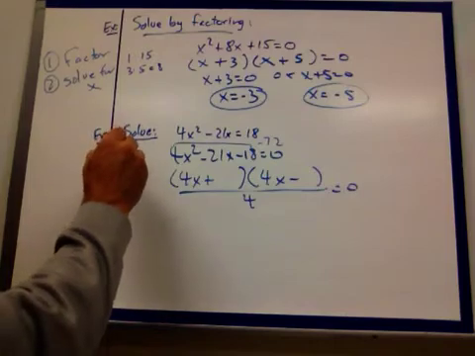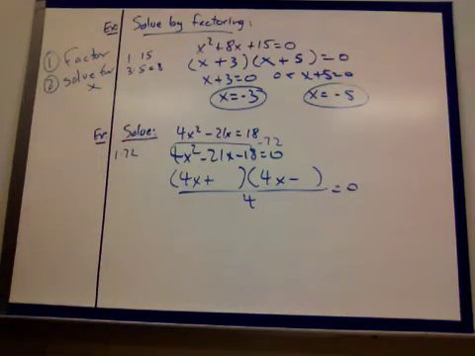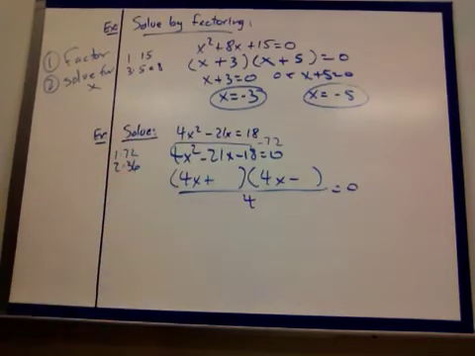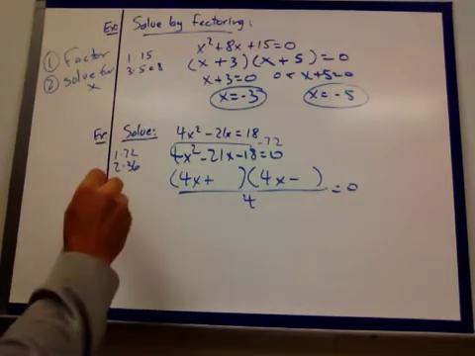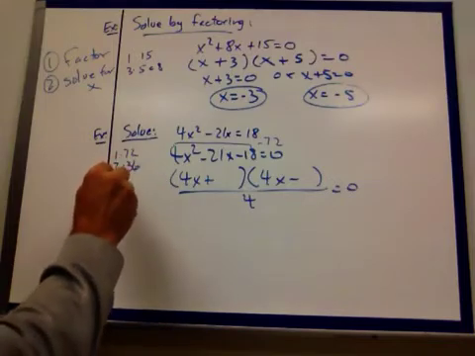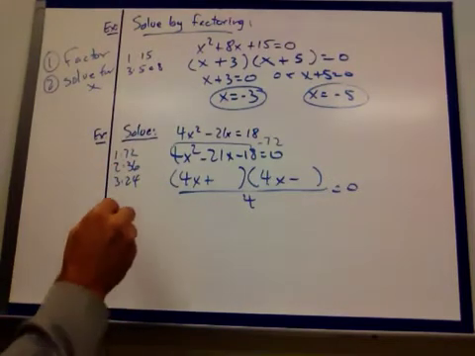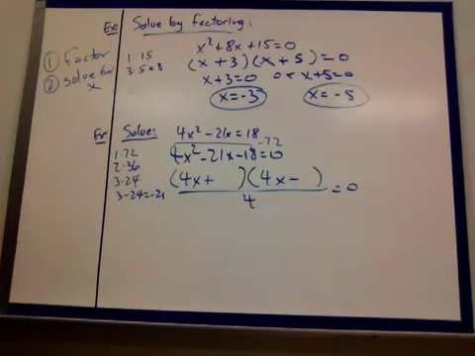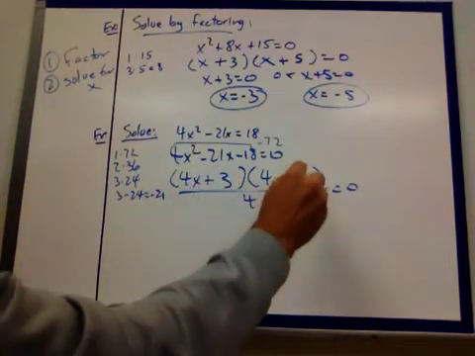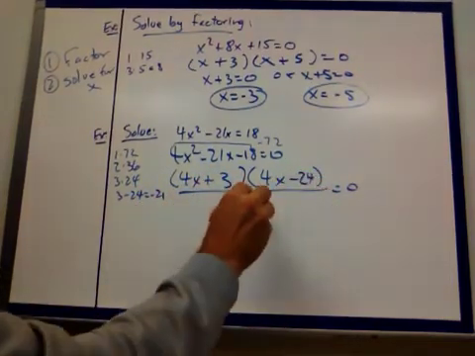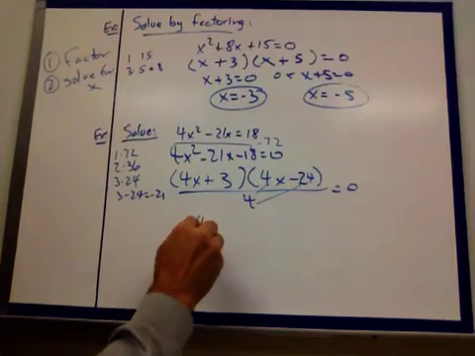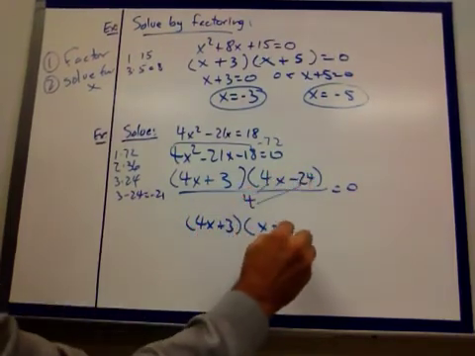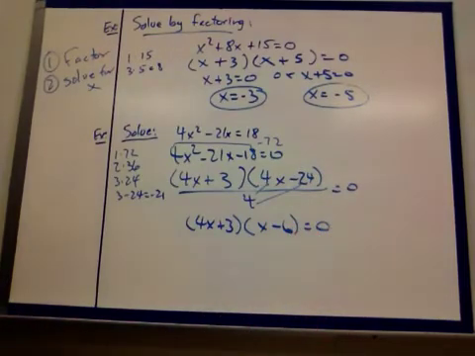Well, let's see. 1 times 72 is 72, but if I subtract, I'm not going to get 21. 2 times 36, same thing, I can't subtract to get 21. 3 goes into there, 3 times 24. Hey, what's 3 minus 24? Negative 21. Bingo, that's what I'm looking for. So my 3 is positive, my 24 is negative, boom. 4 goes into both, so I get 4x plus 3. 4 goes in there once, 4 goes in there 6 times. So now I've got it factored.